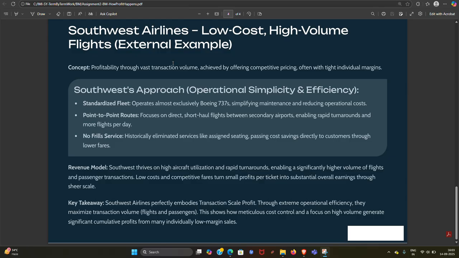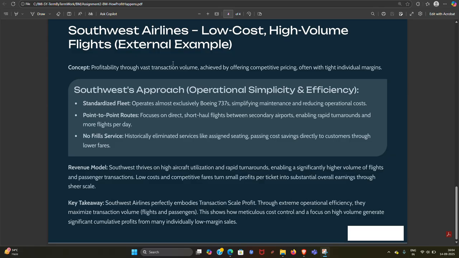Lastly, we have Southwest Airlines, which is a low cost carrier with low cost, high volume flights. Another example that can be given here is Ryanair as well. Ryanair is the current famous low cost carrier. What we can see here is that cost cutting has been done in every way possible by standardizing their fleet of exclusively Boeing 737s. So this simplifies the maintenance. This may give them some benefits when ordering these jets, such as discounts, because they have a single supplier here, and reduces the operational costs.